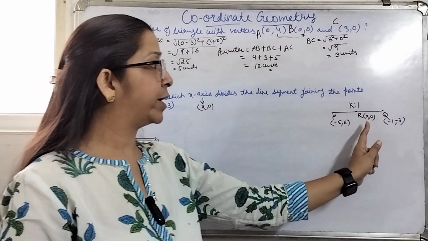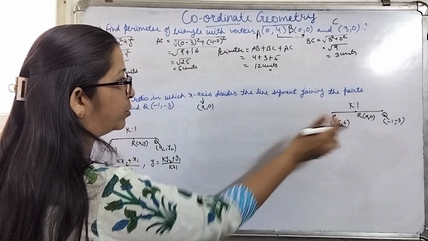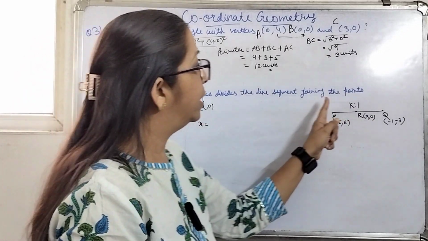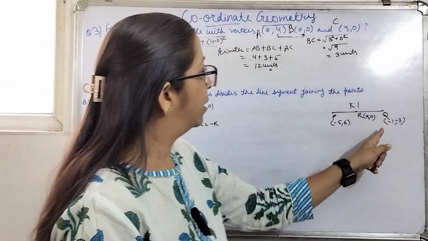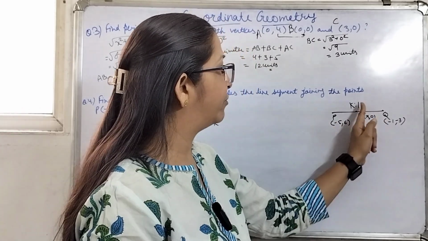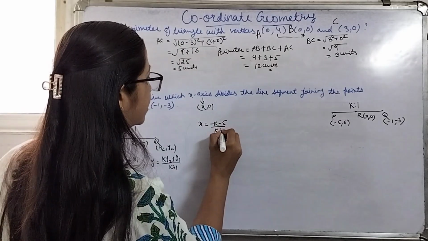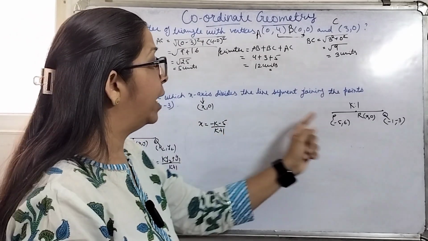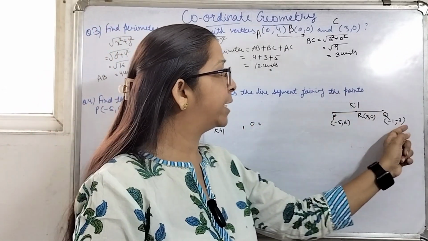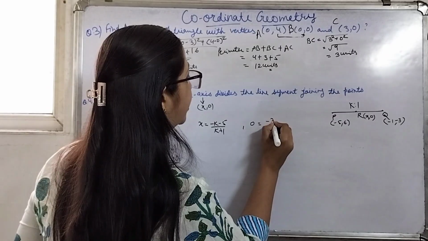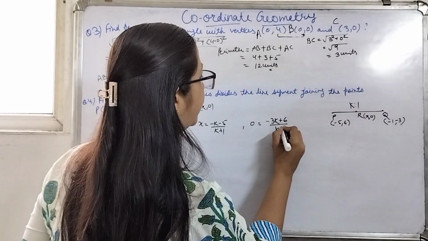Now what will the x-coordinate be and what will the y-coordinate be? The x-coordinate will be x only, as we have assumed. So x will be k multiplied by -1, that is minus k, plus 1 multiplied by -5, which is minus 5 only. So it is (-k - 5) over (k plus 1). This is the x-coordinate, and the y-coordinate is 0. So 0 is equal to (k multiplied by -3, that is -3k, plus 1 multiplied by 6, that is 6) over (k plus 1).